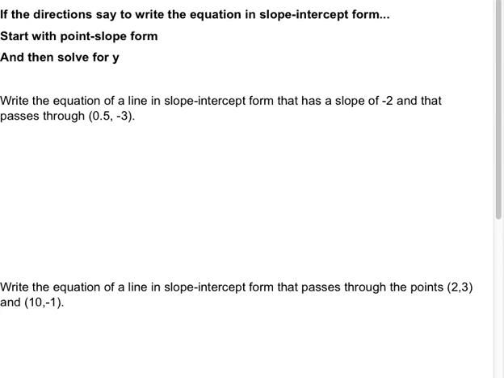So now that we know how to use point slope form, another big idea is you can manipulate these to other forms of equations, okay? So let's look at the next one. Write the equation of a line in slope-intercept form that has a slope of -2 and that passes through (0.5, -3). So I'm given some information. I'm given a slope of -2 and I'm given that point. So with the information given to me, I can write a point slope equation.